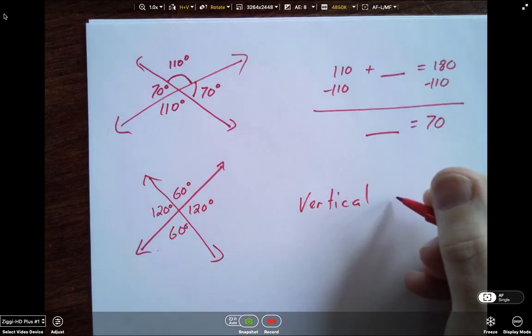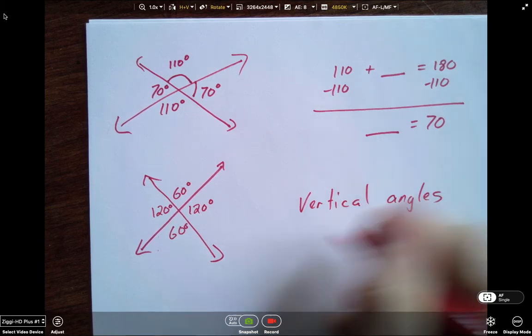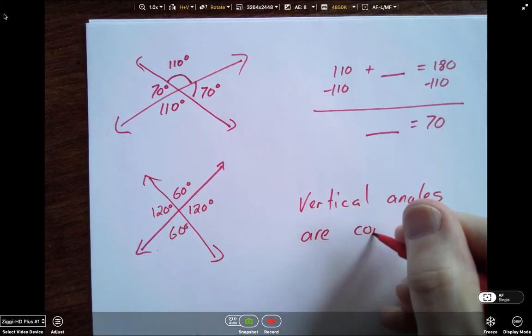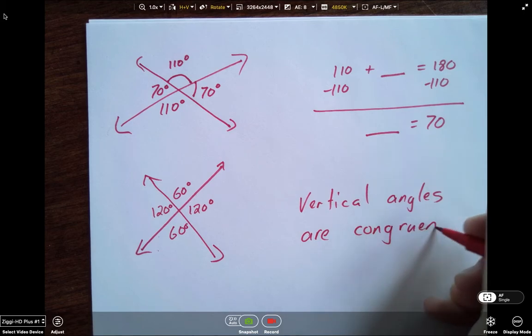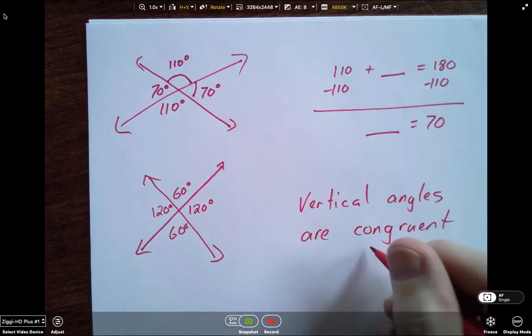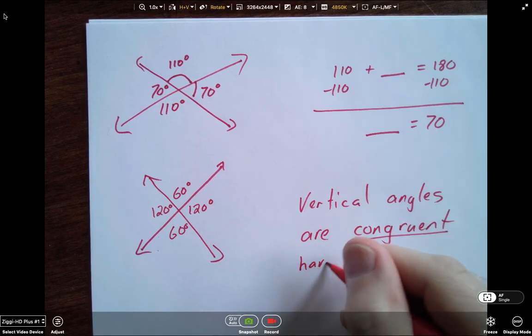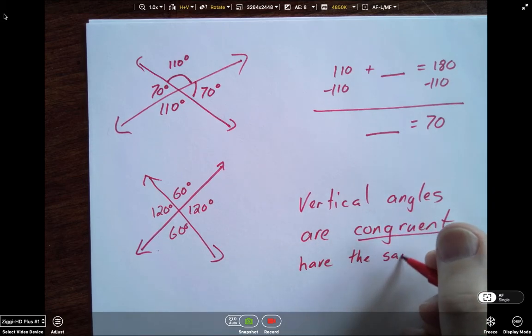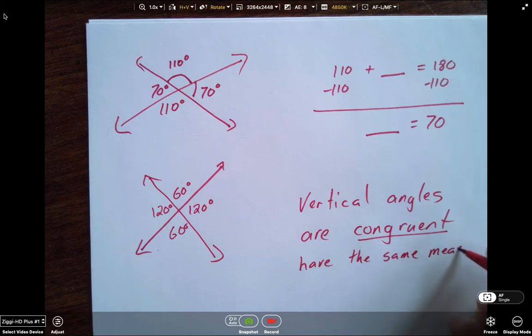Write it down. Vertical angles are congruent. And remember, that means that they have the same measure. Congruent means have the same measure.